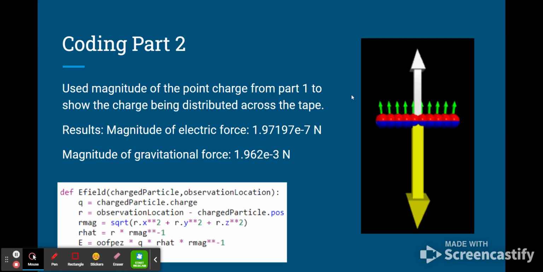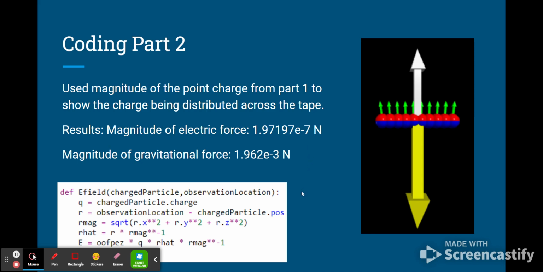In my second computational model, the white arrow is electric force and gravitational force is the yellow arrow. And I use the magnitude of the point charge in part 1 to show the charge being distributed across the tape, which is represented by these green arrows. And I found that the magnitude of electric force is 1.97 times 10 to the negative 7 newtons, and gravitational force is 1.96 times 10 to the negative 3 newtons, which is much larger than the electric force.